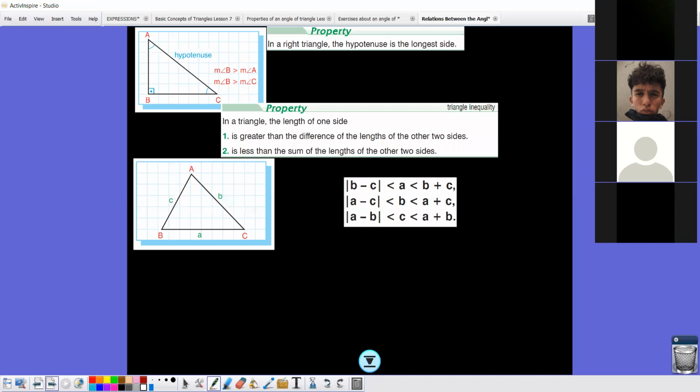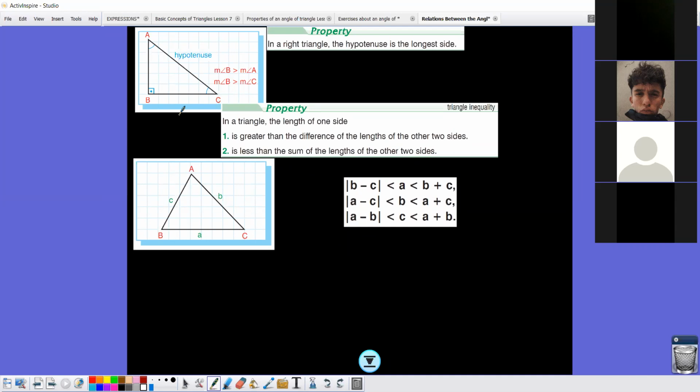Now we have another property. In the first one, it says in a right triangle, the hypotenuse is the longest side. Why? Because the 90 degrees is the biggest angle in a right triangle. So the side opposite of 90, which we call the hypotenuse, will be the longest side.